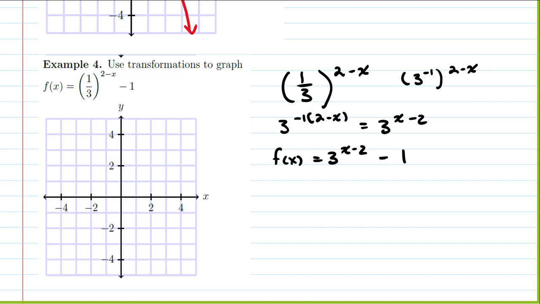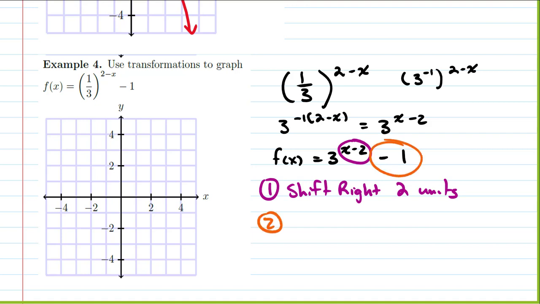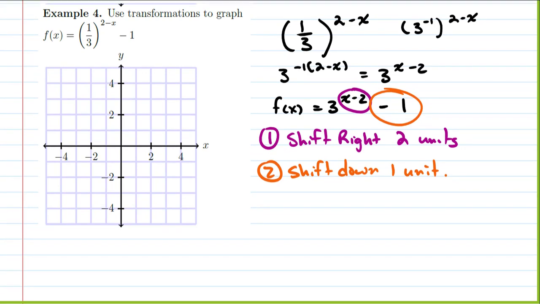So this is very similar to one we did above, so that's going to shift right 2 units. And this guy is going to shift down 1 unit. So then, taking our generic function, we're going to shift right 2 and then go down 1.